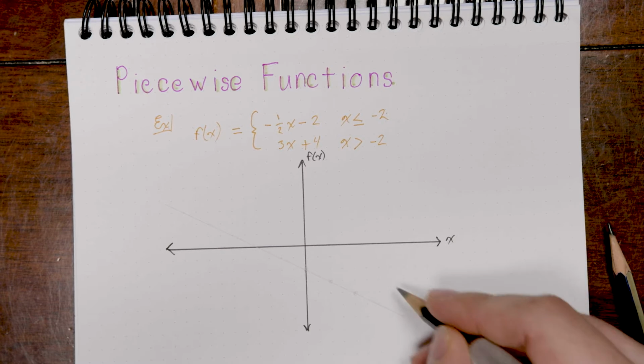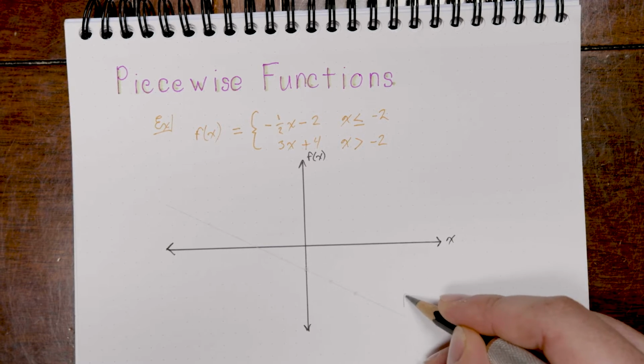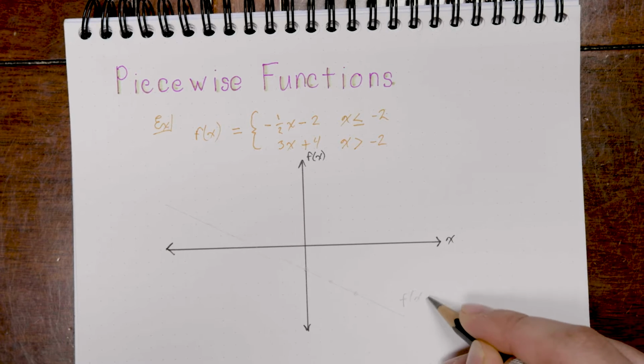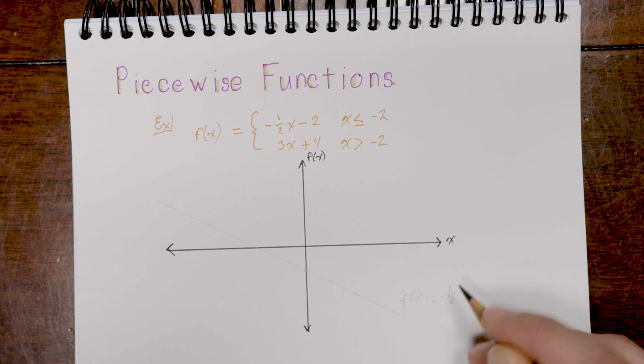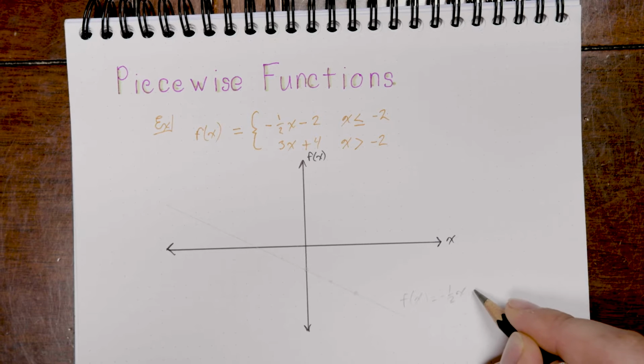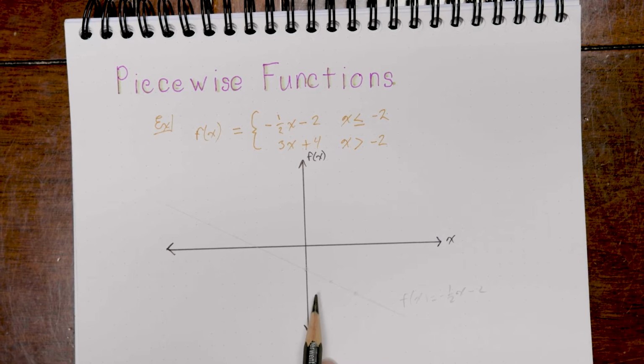Okay, so this one is f of x equals negative 1/2 x minus 2, right? That's what this line is.